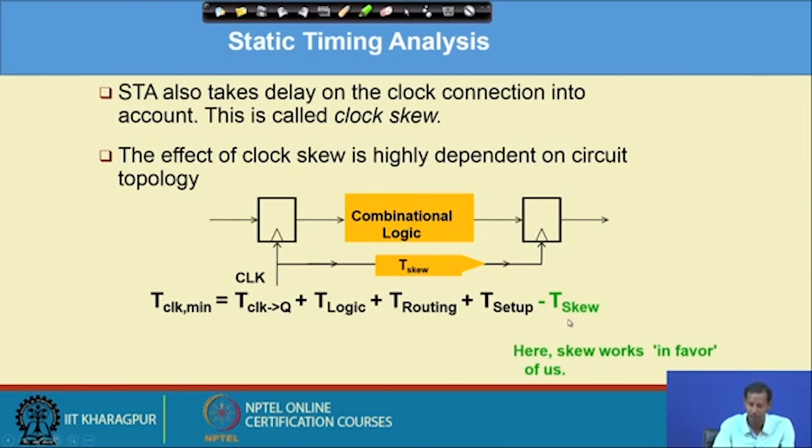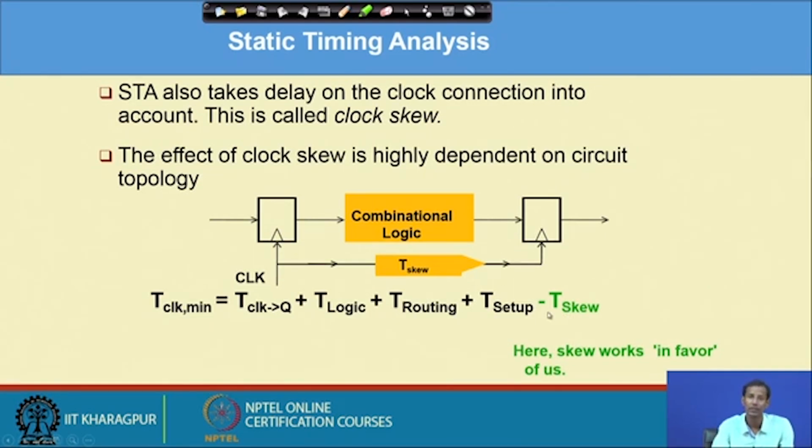Now, each of these factors, how will we get this T clock to Q, the delay for this flip flop? That we will get from the library. How many levels, that means gates, are connected for this logic delay? That again you can compute from the library, or you can get the information from the library itself. Then what will be the net delay? Again that will come from the library itself. What is the setup requirement for the flip flops? Again that comes from the library.